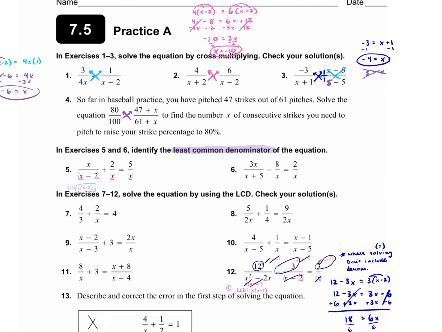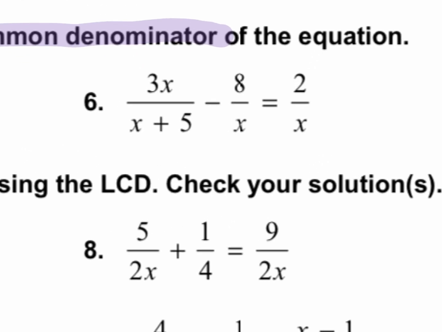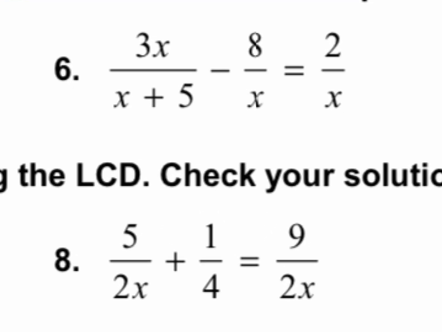All right, let's do number 6. For 6, we're just finding our least common denominator. So my first denominator is x plus 5. Can I factor that anymore? Nope, just x plus 5. Second denominator is just x, and the third one is just x. So we start by listing all of the factors of our first denominator, so that would be x plus 5.